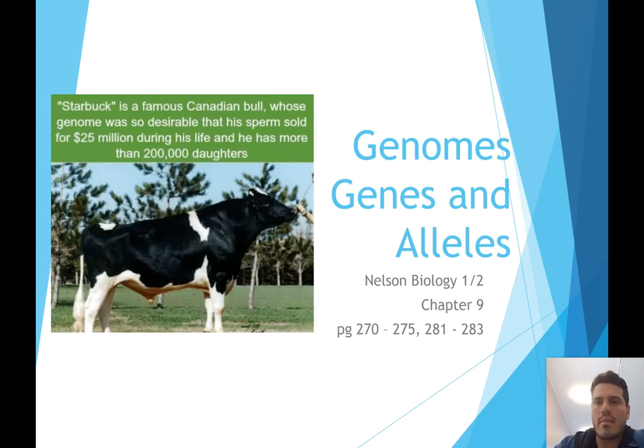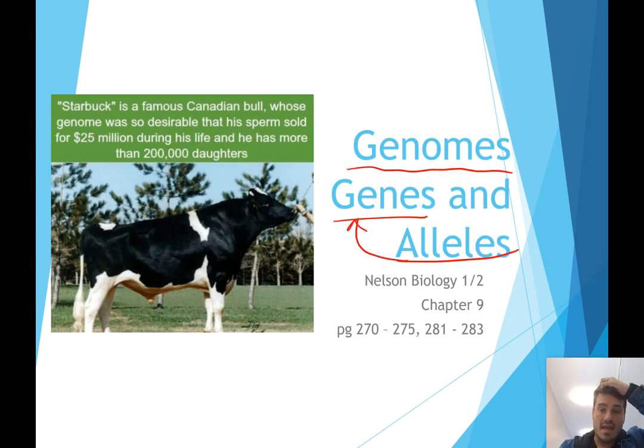So today we're going to talk about those three concepts that we started talking about last lesson, which is about those things that are genomes, how genes fit into that, and then how alleles then fit into genes. Okay, very important concept that has some big implications, such as here with Starbuck, which is a famous Canadian bull whose genome was so desirable that his sperm actually sold for $25 million during his life, and he actually has more than 200,000 daughters.